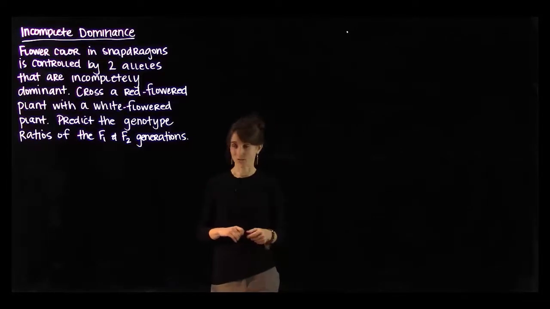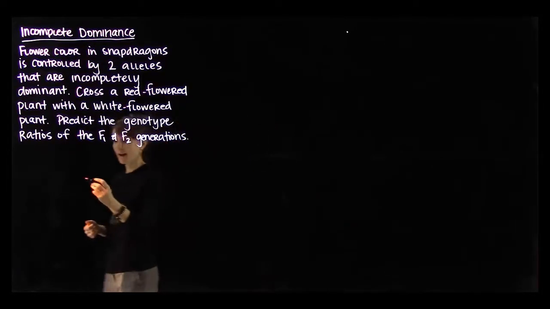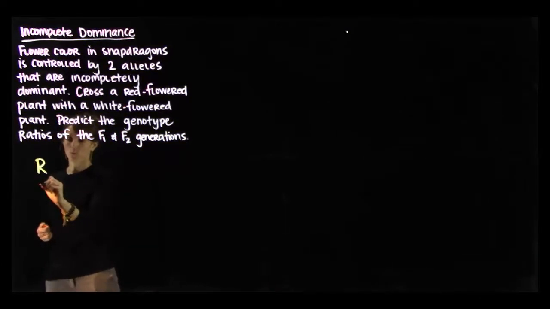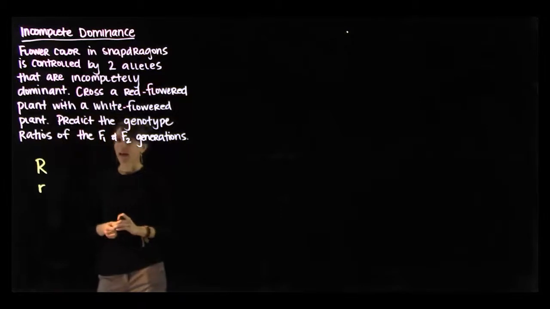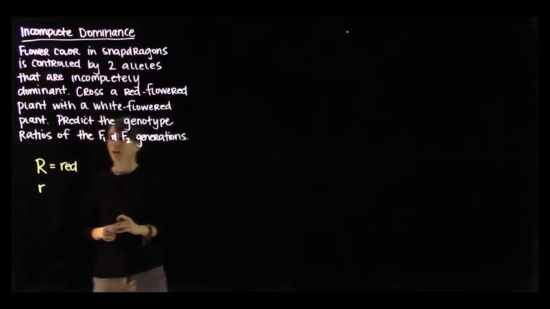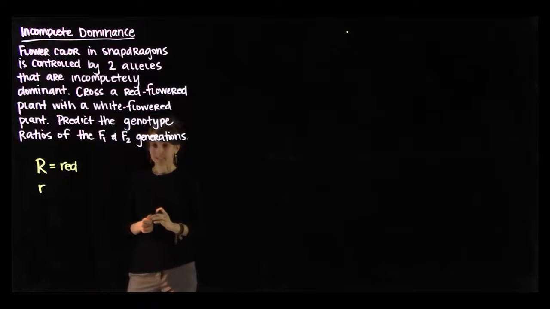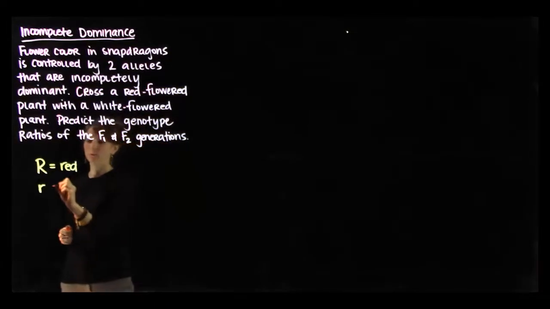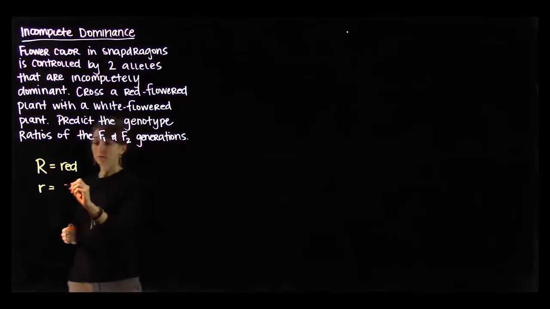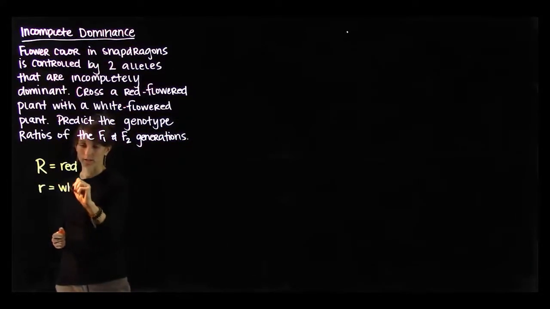First, let's talk about notation. We are going to have, in this example, one dominant allele and one recessive allele. And in this case, our dominant allele produces a pigment for red. The recessive allele has a mutation in it that doesn't produce any pigment. So the phenotype associated with this allele is white.